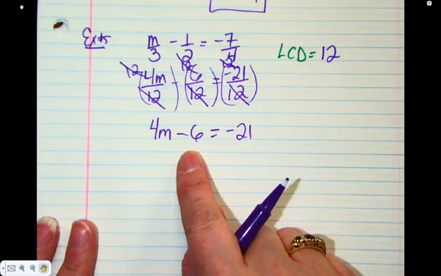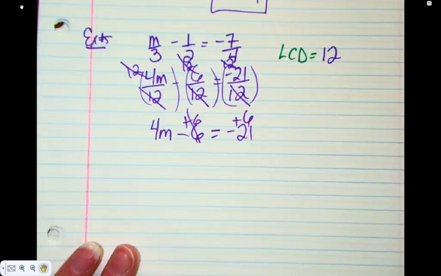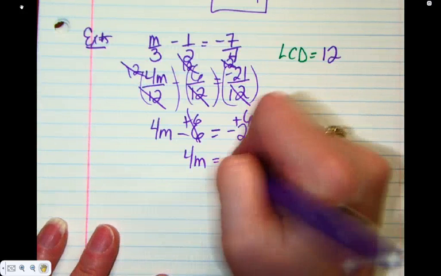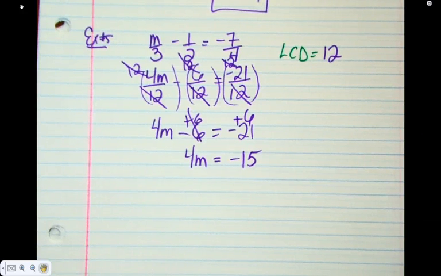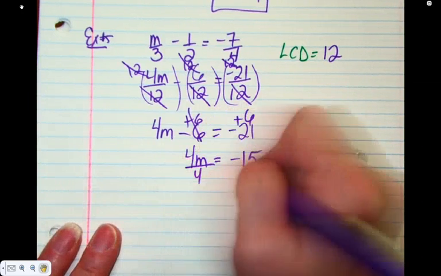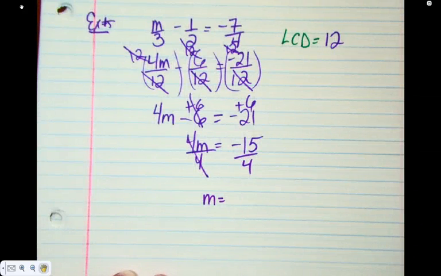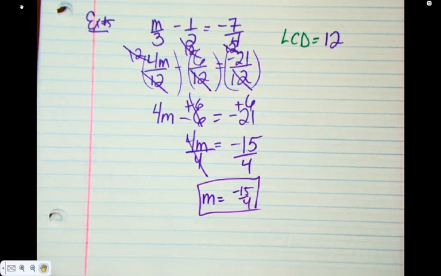How do we get rid of a negative 6? Plus 6. On the left, we have 4m. On the right, perfect, negative 15. This step should look so familiar now. We've probably done it 20 times. How do we get rid of a coefficient? Divide by 4, divide by 4. Can I divide evenly? Can we reduce? We just keep it. We leave it. We're happy with that. Negative 15 on 4.